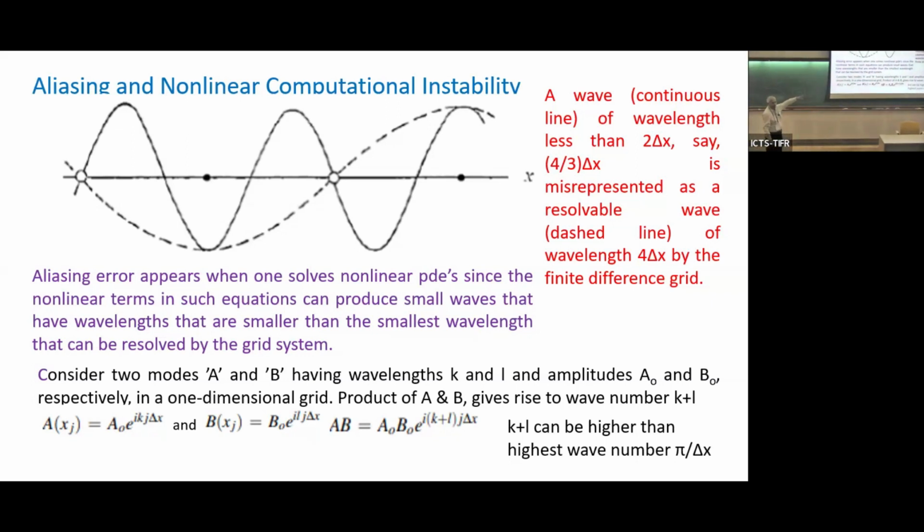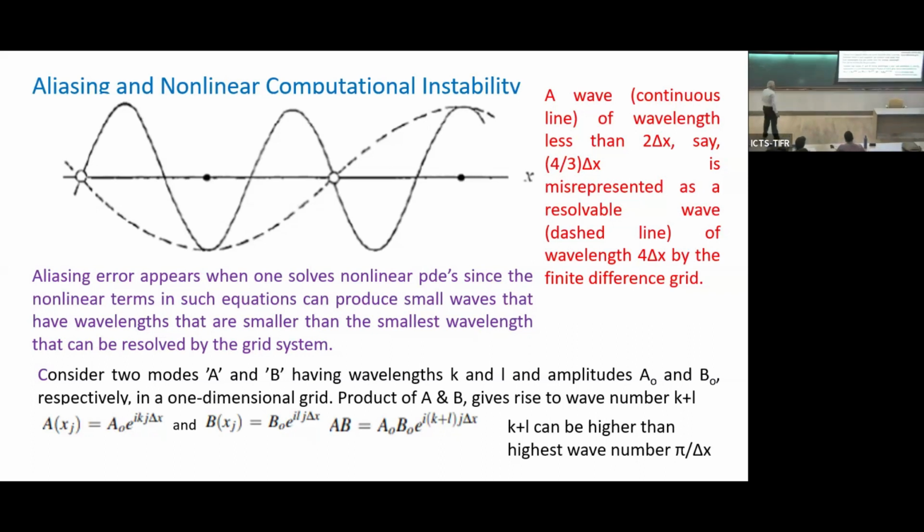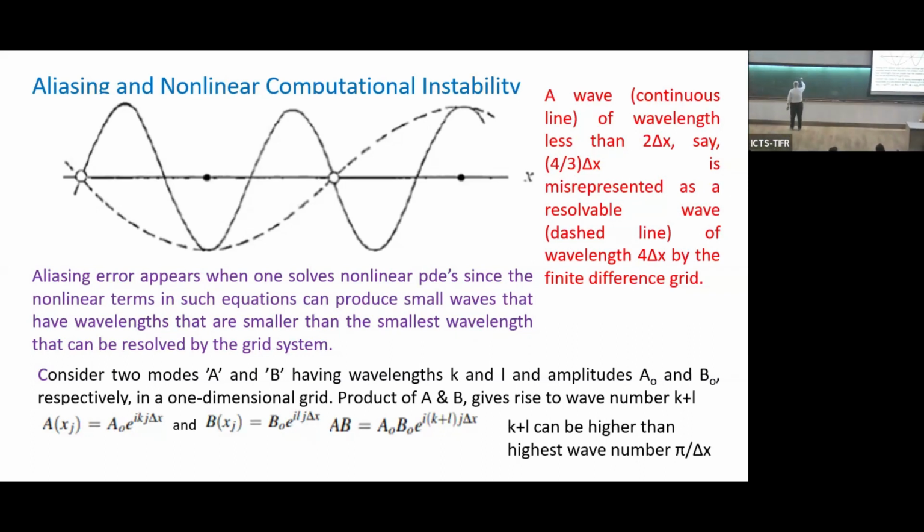The resolvable wave is the dotted line, and what is the wavelength of the dotted line? Half the wavelength is 2 delta x, so the wavelength is 4 delta x. So this is your continuous, and this is your dotted. What is really happening is that a wave that is not resolvable is actually represented as a resolvable wave. So obviously it's a clear, serious error. Now why is this happening? This happens only if you have nonlinear terms in your differential equation.